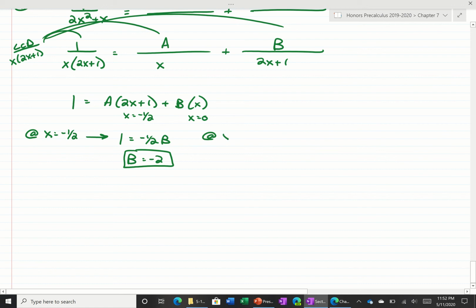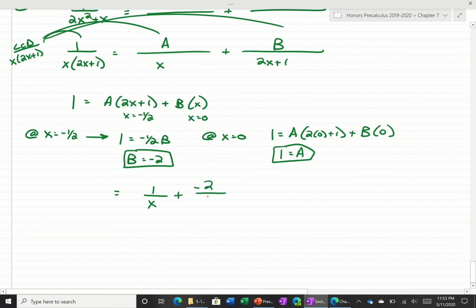If we plugged in 0 for x, we get 1 is equal to A times 2 times 0 plus 1 plus B times 0, so 1 is equal to A. And so our final answer would just be 1 over x plus negative 2 over 2x plus 1. Or we could even just put this negative here: 1 over x minus 2 over 2x plus 1. We know that they are the same answer.